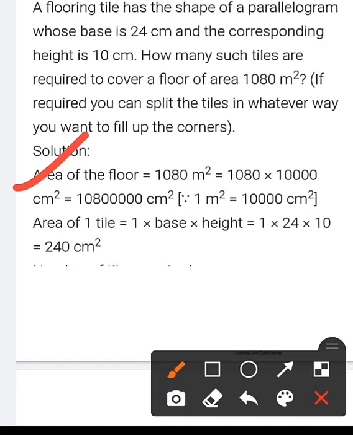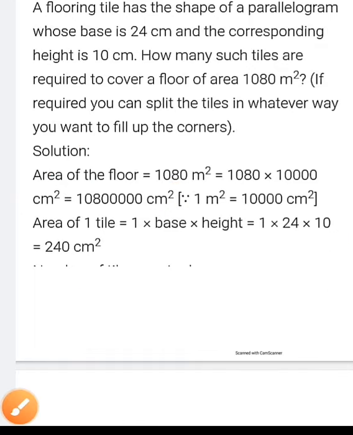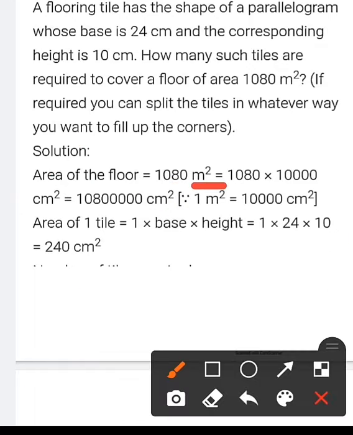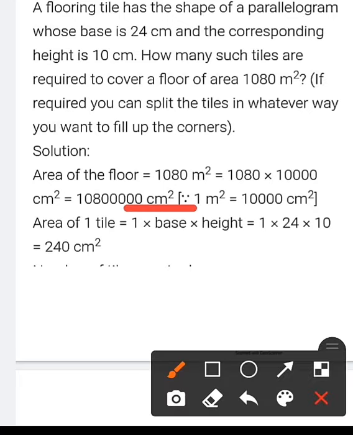So first of all, area of the floor is given 1080 meter square. Now 1 meter is equal to 100 centimeter, that we know. But here it is meter square, 2 times. So 100 also 2 times. So 100 into 100 means 10,000. So when we convert, we have to multiply by 10,000. So 1080 into 10,000. After multiplication this will be your final answer: 108 and total 1 2 3 4 and this one, so 5 zeros. So this much centimeter square. So this will be your area of the floor in centimeter.